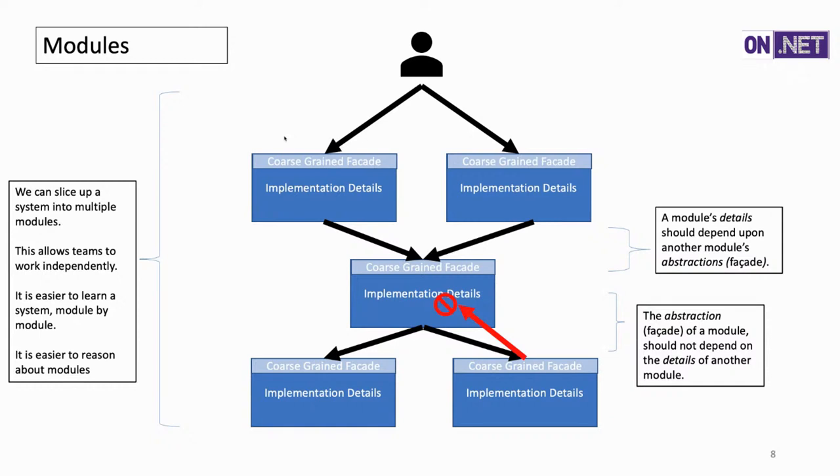And what happens is my implementation details depend on another module's facade. It's basically the abstraction over the details it contains. And other modules might depend on my facade, right? So you get this model of details depending on a facade, and the facade itself depends on its own implementation details, right? So we can say a module's details should depend upon another module's abstraction or facade. But the abstraction of a module should not depend on another module's details, only its own details.